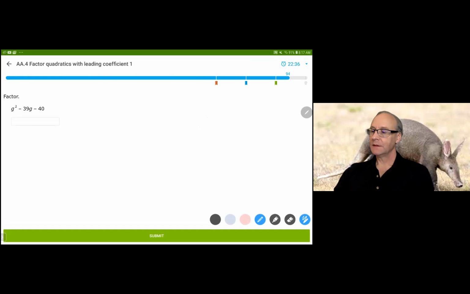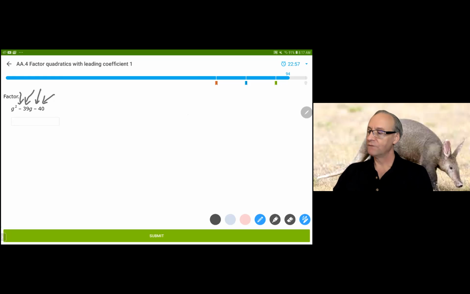40. Something to think about. There's a lot of ways of getting 40, but look, that 39 is really big compared to the 40. So 40 and 1 gives you a difference of 39, because remember, we want a product of 40 and a difference of 39, and the larger has to be negative. Almost touched the submit, got it wrong.